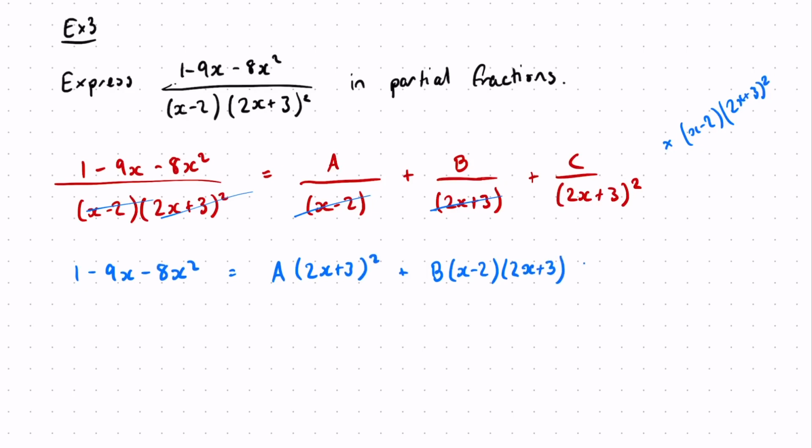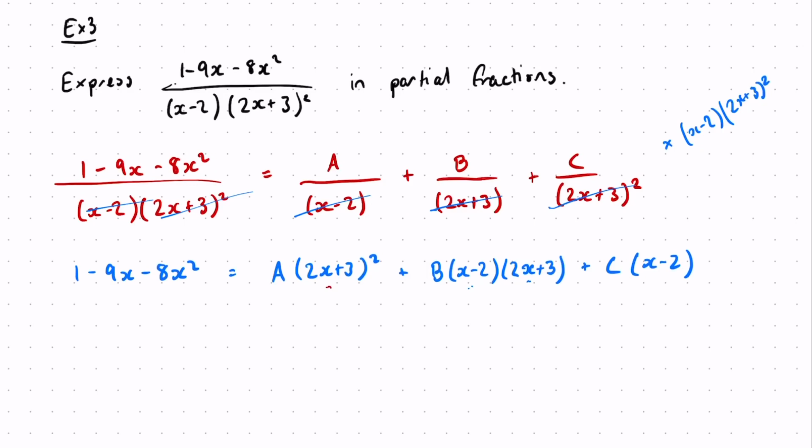And then when I multiply C over (2x plus 3) squared by (x minus 2)(2x plus 3) squared, the 2x plus 3 squareds will completely cancel out, leaving me with just the x minus 2, so C(x minus 2). Then we can apply the same process. We want to get rid of some of these brackets. The only problem is now that our B bracket has two different things, two separate ones.